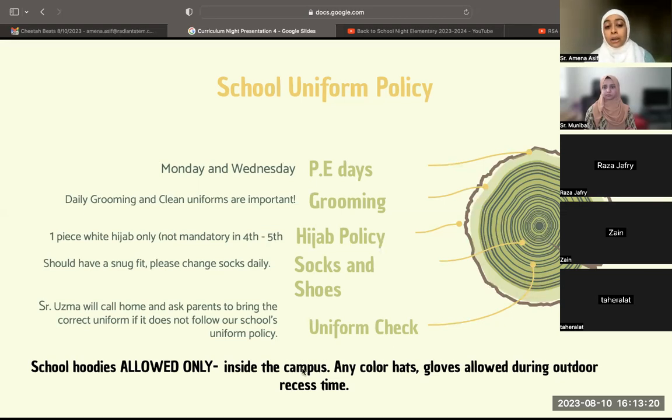Another important thing is when in winter, we will allow school logo hoodies inside the campus. Outside of campus, when you're dropping off, when you're picking up, when we go for recess or PE, if we are going to be outdoors, any color hats, puffer jackets, they are open.